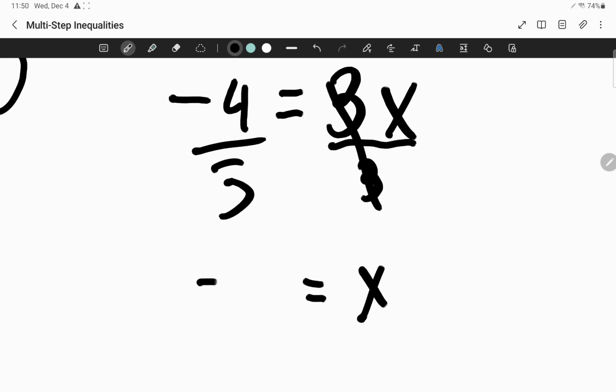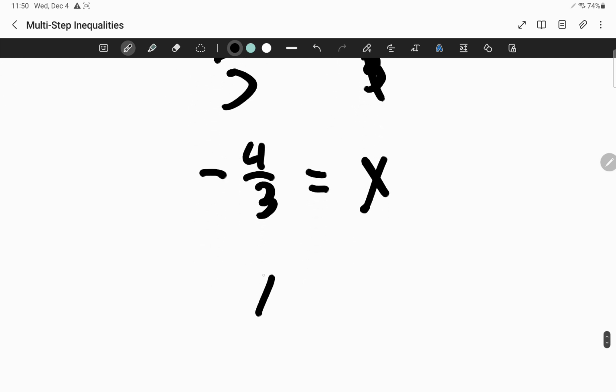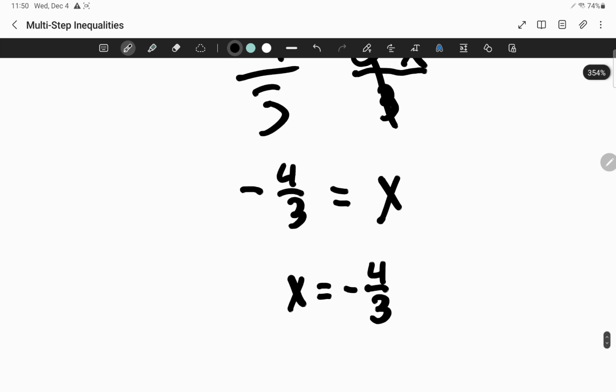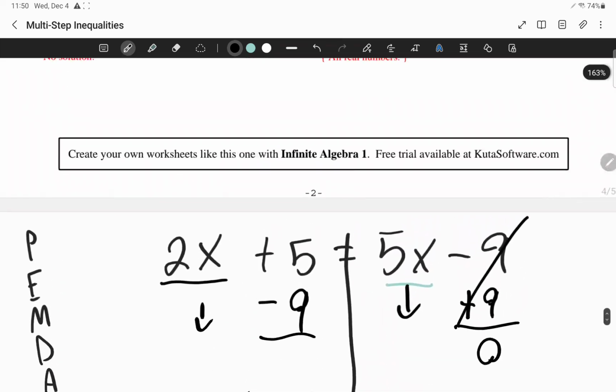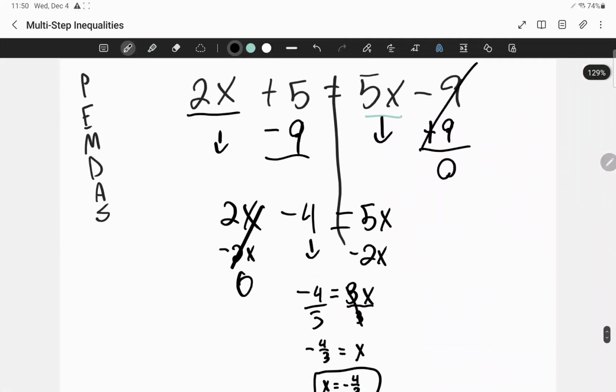And over here we have negative 4 over 3. Now, can I put x first? Yeah, it's just x is equal to negative 4 over 3. And that is it. That's my answer for this one. That is how you solve for x, okay? A lot of people were getting stuck in that type of thing.